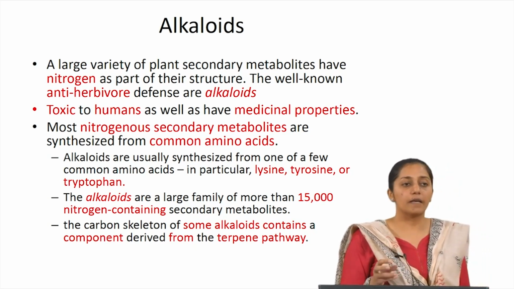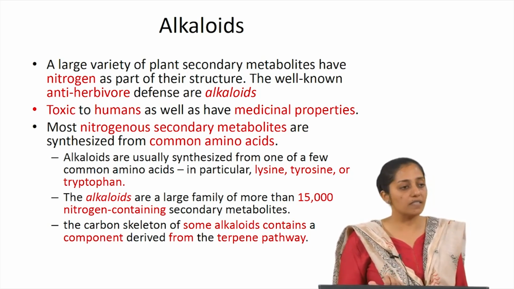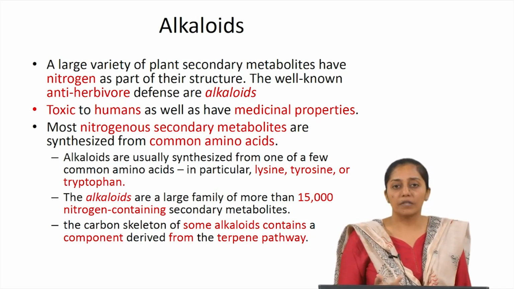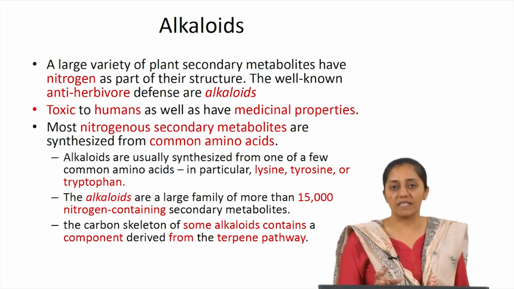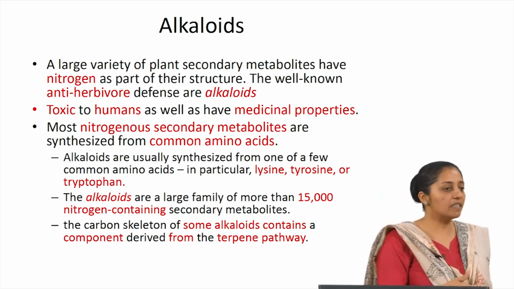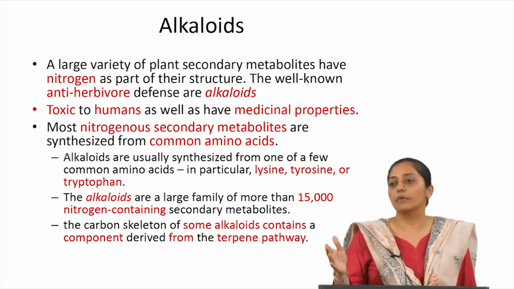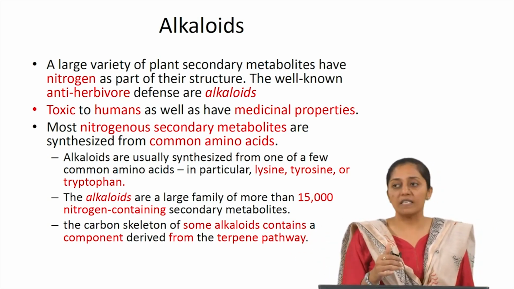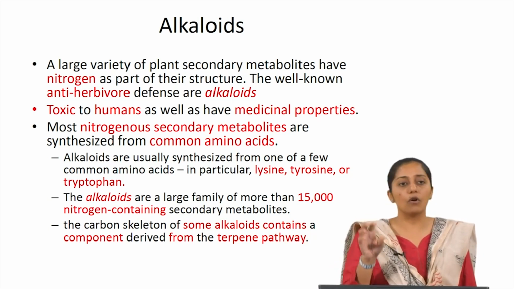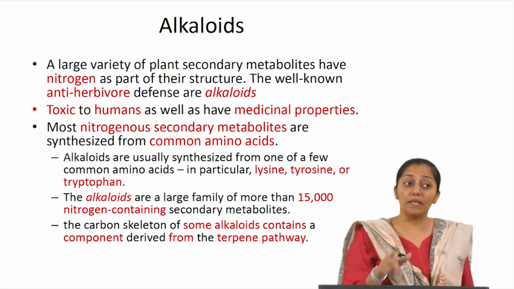So for alkaloids, the backbone will be amino acids, majorly which three amino acids? Lysine, tyrosine or tryptophan. As I said, there are almost 15,000 alkaloids present in plants, and the skeleton may also vary. For example, camptothecin belongs to the monoterpene indole alkaloids, which means its structural moiety has the nitrogen containing moiety as well as the terpene moiety.